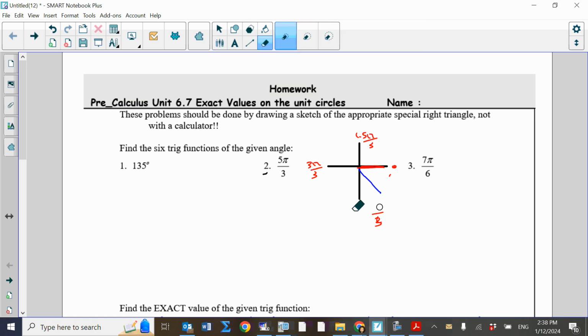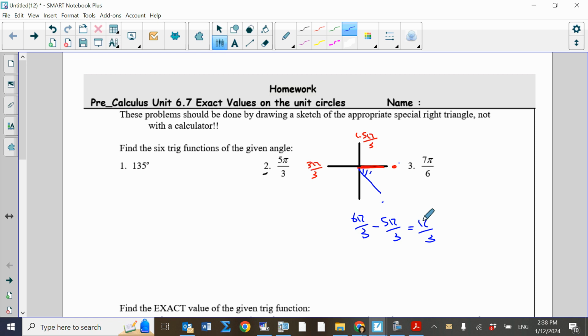I'm going to erase these. The value of the reference angle, which is here, is going to be 6 pi over 3 minus 5 pi over 3, which is pi over 3. And we know pi over 3 in degrees is 180 divided by 3, which is 60 degrees. So this angle is 60 degrees.